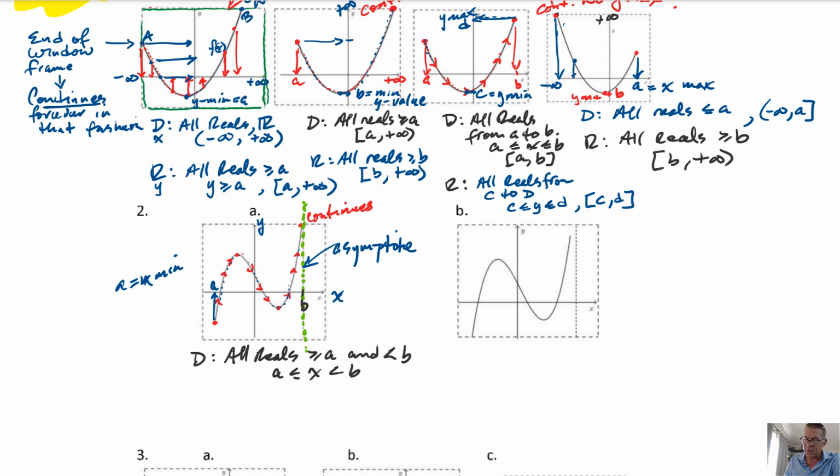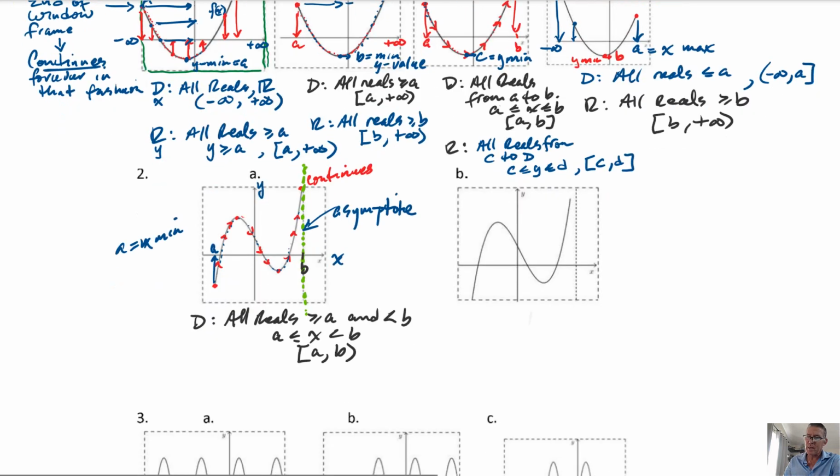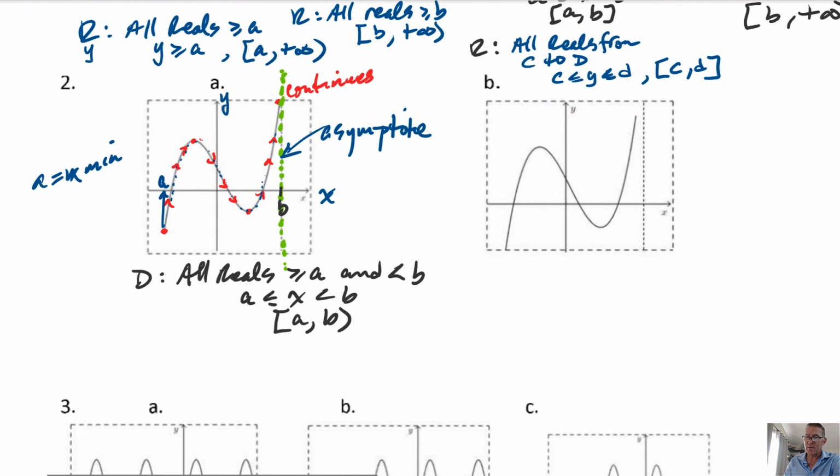Or if you want to use interval notation, you go closed bracket on a, comma, b, and then you go open. Open means you don't include it, because again, the function goes up and approaches this asymptote, but it never touches it, right? So the x values can never be equal to b, and that's why it's either less than b or not including b, one of the two.